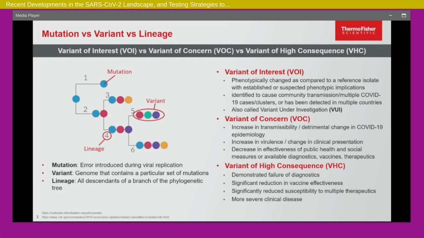The variant is when you start having a set of mutations that together constitutes what is called a variant. And then what is a lineage? A lineage is a specific branch of the descendants of the tree of the virus, and any specific branch of that would then be called a variant. So when we talk about these things, keep this in mind as to what I will be referring to as a mutation, and what is a variant or a lineage.